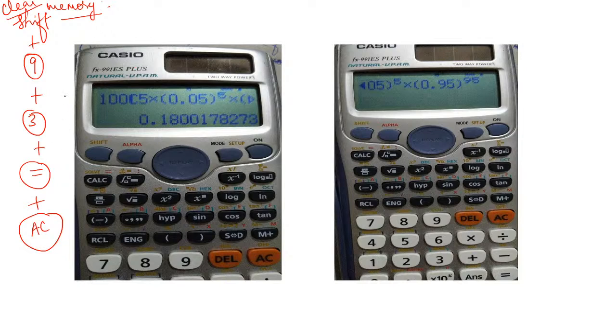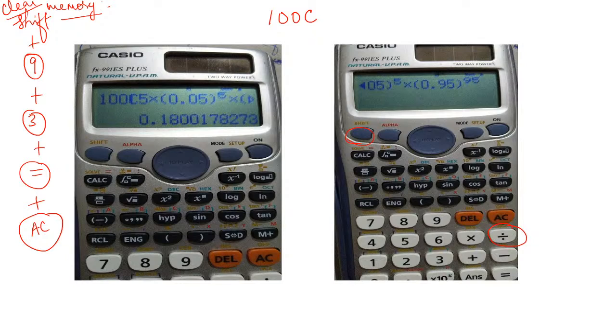Next, have you cleared the memory? Next we want 100C5. So press 100 first, then C5. You have nCr on the calculator in the light yellow color, the shift color. You can see it on your calculator. First you press 100, then shift and this division key, which will give you C. I will tell you step by step.